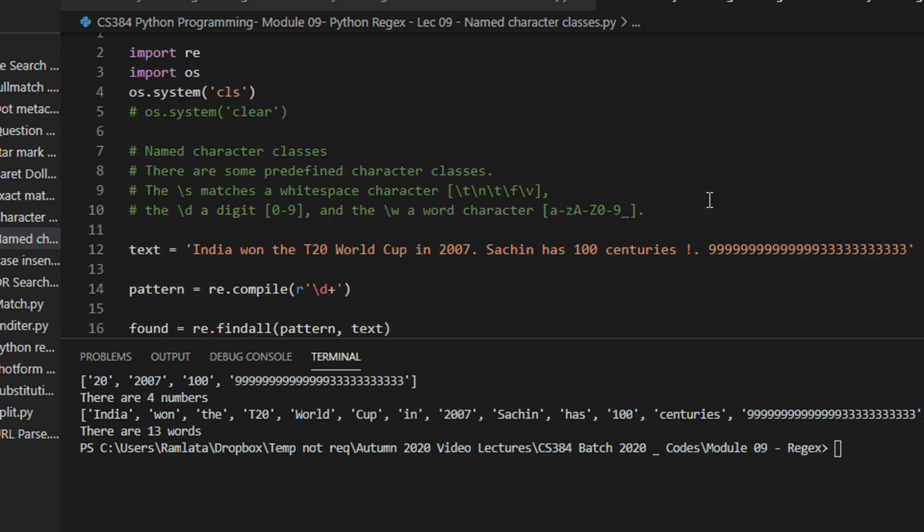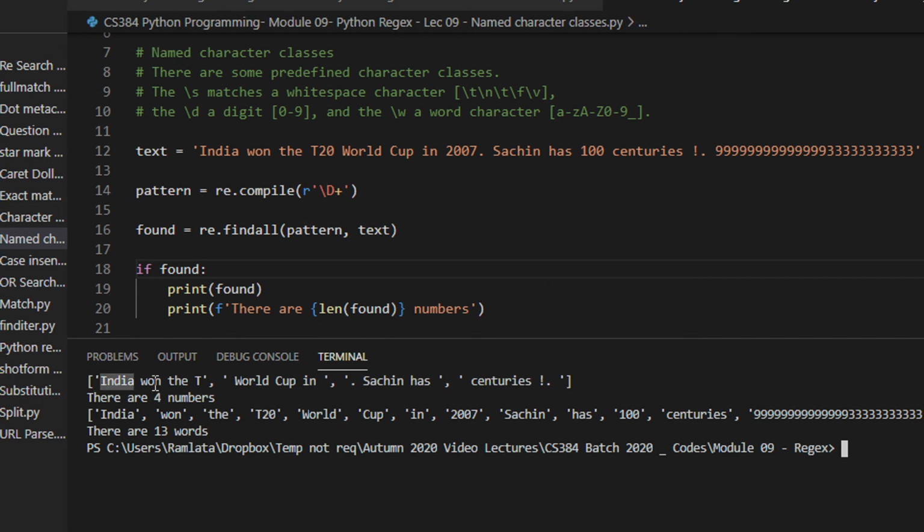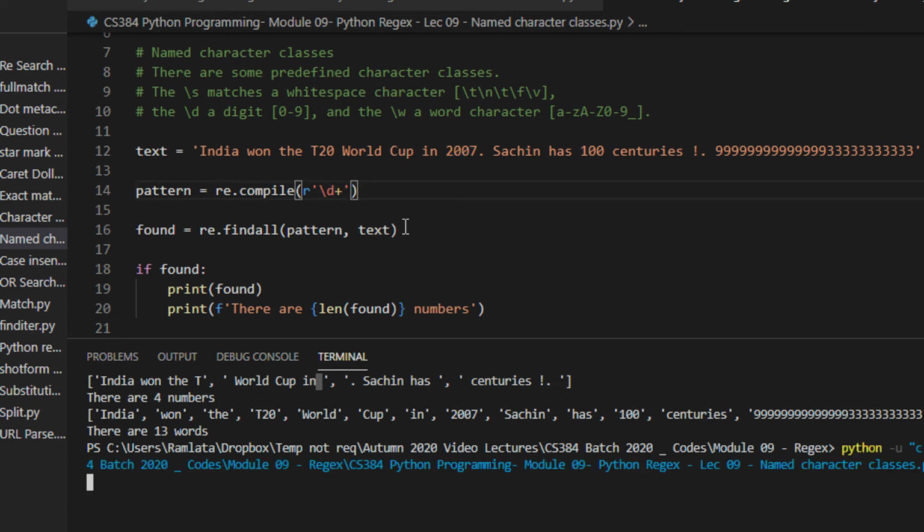So these are known as named character classes and there are a number of named character classes. The good thing about them is, for example, \d represents a digit, so capital \D represents a non-digit. Non-digit means, for example, if you can see the first match is India won the T, right? The moment I come across a digit, it will break the string. Then we have World Cup N, right? It even matches a space. The space is included here, but the moment it comes across a digit, it breaks.